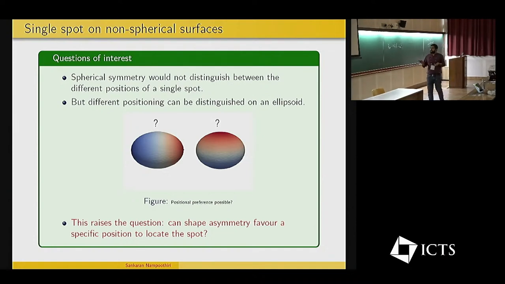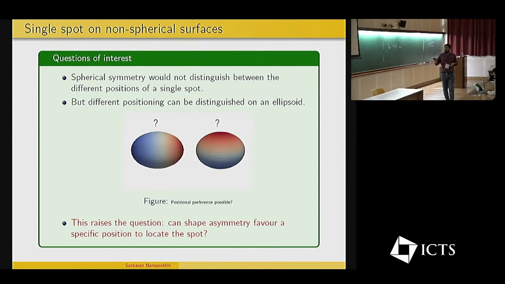But now if you consider an ellipsoid, you have a variety of positions. This one possibility, this one, another possibility. There are other possibilities which you can imagine. So the question is where this spot is going to form. Is there any preferential positioning, or is the spot likely to form in a certain position? Or depending on the parameter, can it go from one position to another?